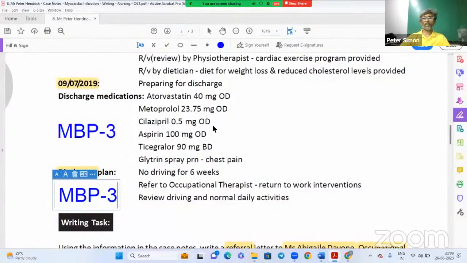Very important. Don't miss anything from here. These are must. No point should be missed here. Every point should be discussed. All right. Refer to occupational therapy. So we are writing that one and return to working conditions. That's all. No need to write again that a referral to the occupational therapist is provided. So all these things you have to discuss.